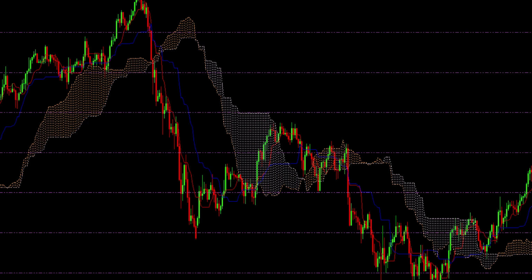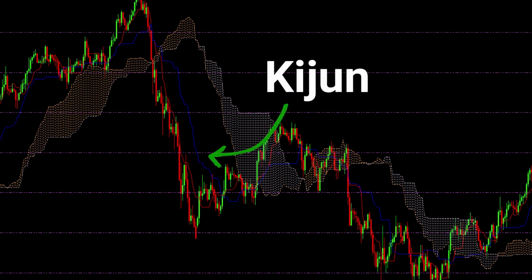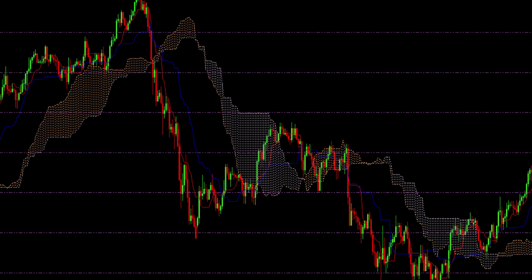The Ichimoku Kinko indicator consists of 5 lines, each of which is plotted according to a certain formula. 1. Kijin. To calculate it, the arithmetic mean of the minimum and maximum of the candle is taken at each point, and then the average value of this parameter is calculated for the last 26 candles. In simple words, this is an analog of the 26-period moving average.